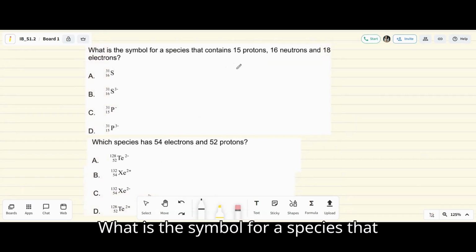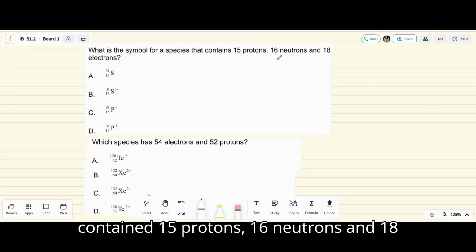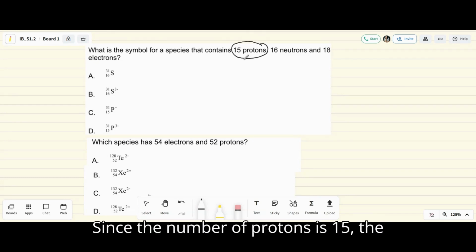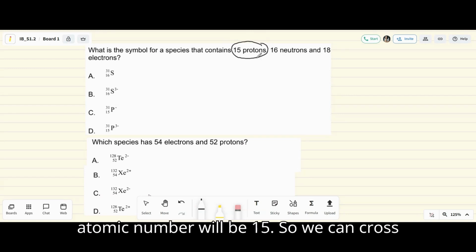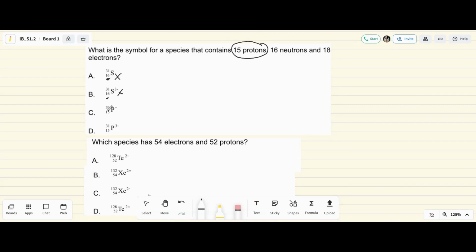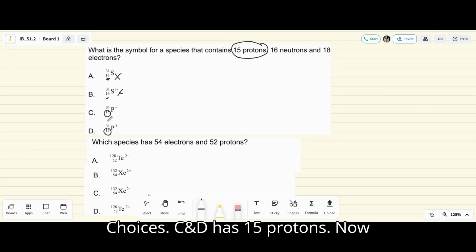What is the symbol for a species that contains 15 protons, 16 neutrons, and 18 electrons? Since the number of protons is 15, the atomic number will be 15. So we can cross out the ones whose atomic number is not 15. Choices C and D have 15 protons.